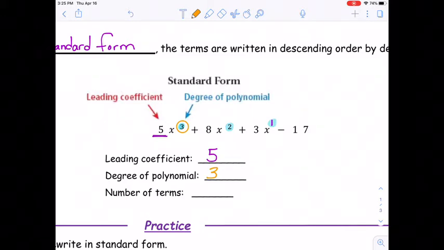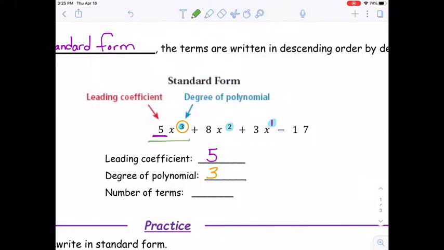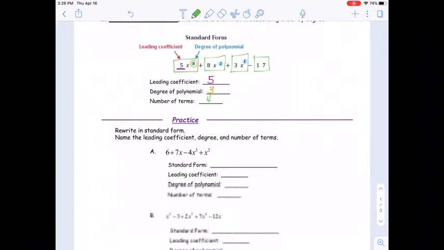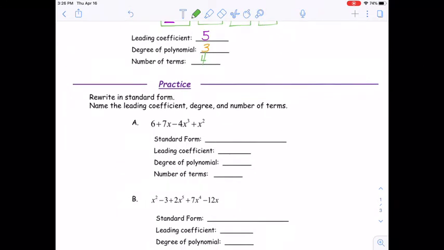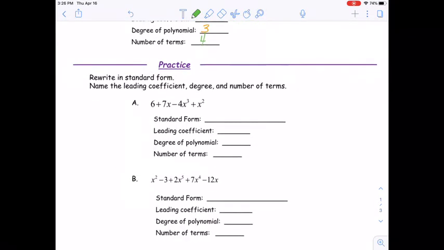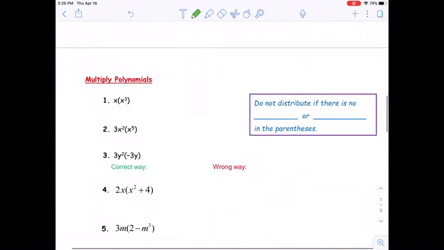And how many terms does it have? Each monomial is a term. So 5x to the third is a term, 8x squared is a term, 3x to the first is a term, 17 is a term. So this one has 4 terms. Notice each term is being added or subtracted together. So I'd like you to practice the next 2 problems. Put it in standard form, tell me what's the leading coefficient, the degree of the polynomial, and the number of terms. Now let's look at multiplying polynomials.